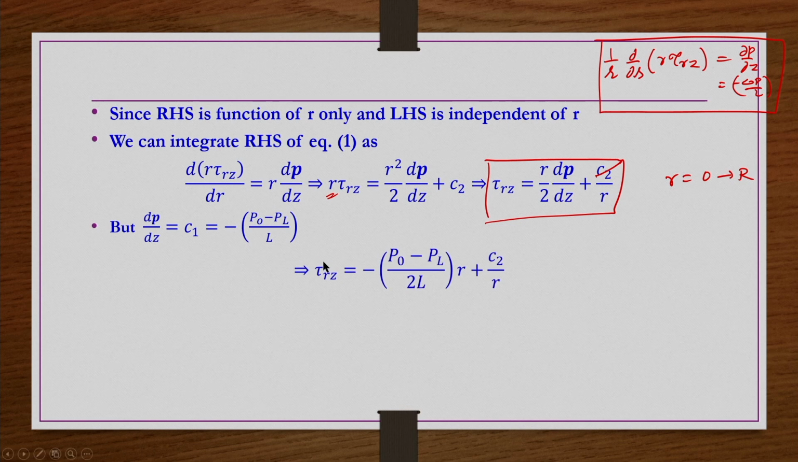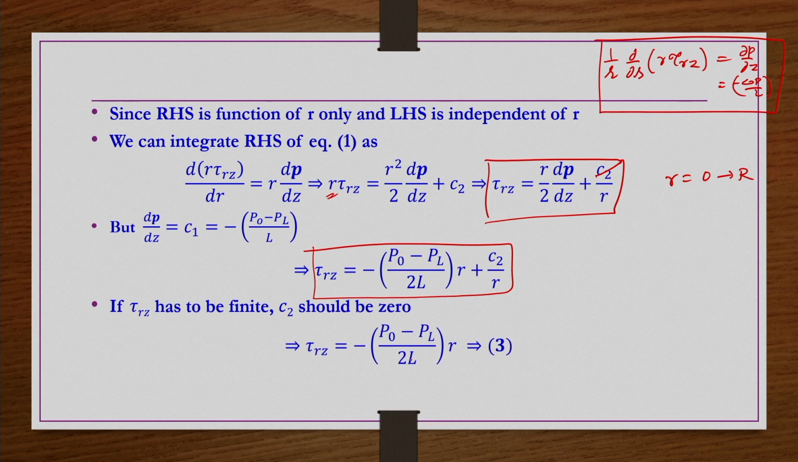Tau rz is equal to r by 2 dp by dz, and dp by dz is nothing but minus delta p by L. That is, tau rz is equal to minus of minus delta p by L, r by 2. This is what you get, right. So, the same thing you can write, tau rz is equal to minus delta p by L r by 2. This is the shear stress distribution, and we understand delta p by L is constant.